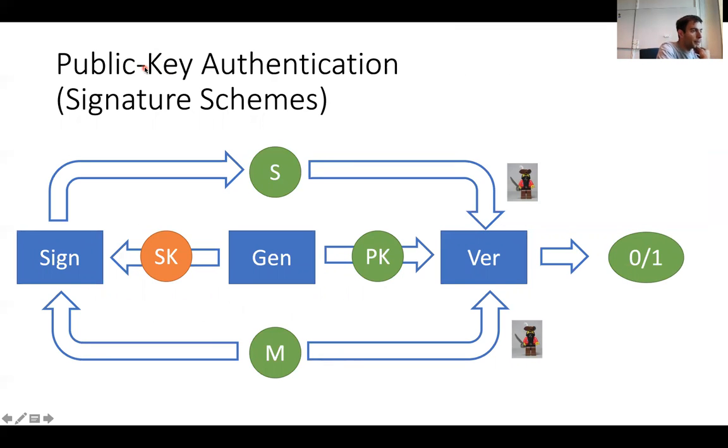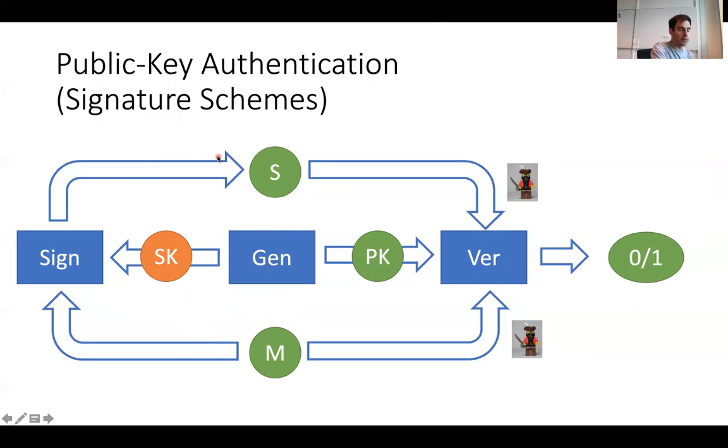So now we'll go back to public key authentication and signature schemes, and we're going to see an example of that, RSA signatures. Let's recall the syntax of digital signatures. A digital signature scheme has a key generation algorithm that produces a public key and a secret key, sometimes known as the verification key and the signing key. The signing key, or secret key, is used to sign the message and produce some signature S, which is then verified using the public key, or the verification key, and the output is 0 or 1.